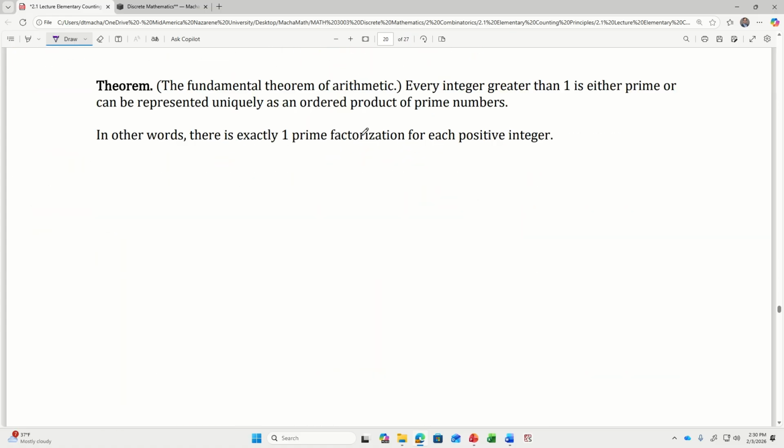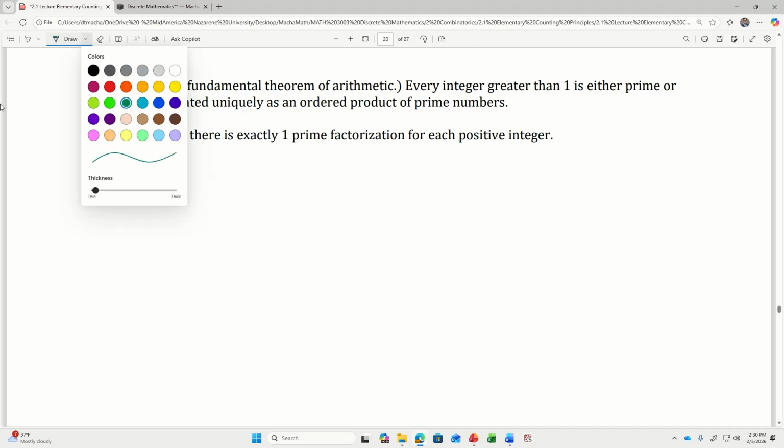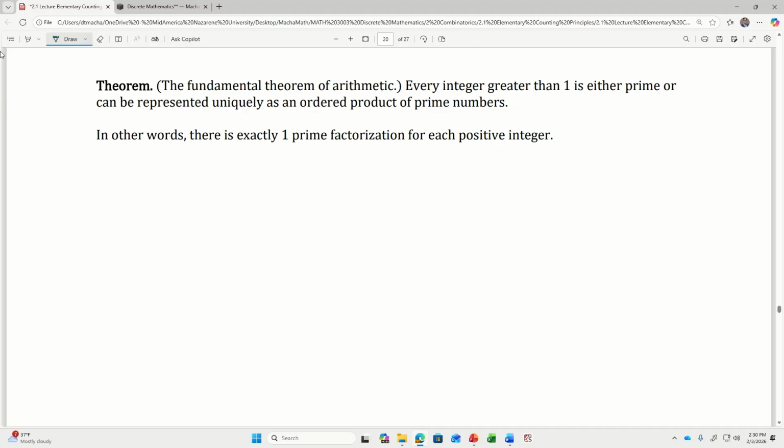Today we're just going to state this. We may or may not prove this in the future. It depends on how much time we have in this class. We'll find out. But this is called the fundamental theorem of arithmetic. It states, every integer greater than 1 is either prime or can be represented uniquely as an ordered product of prime numbers. That is the prime factorization. It means the prime factorization is unique. Every positive integer has exactly one prime factorization.